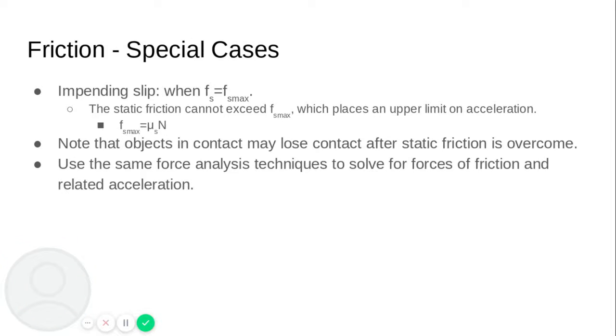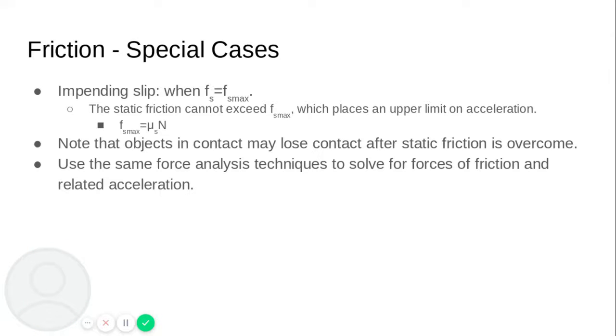So some special cases for friction. Impending slip will happen when the static friction is equal to the maximum static friction. So the static friction cannot exceed Fs max, which places an upper limit on acceleration. So Fs max is equal to mu s n, really similar to the force of kinetic friction.